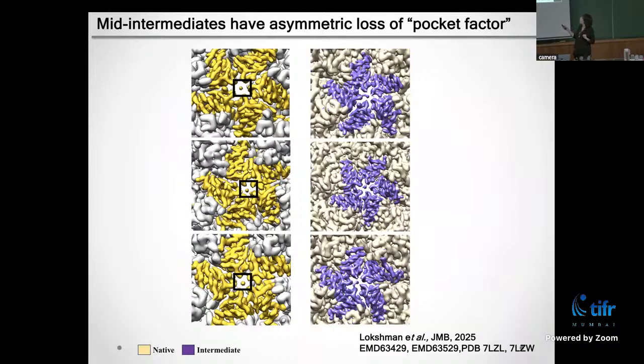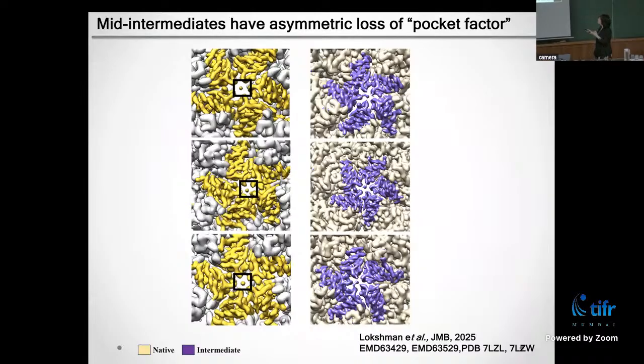So the 5-folds contain a density called the pocket factor. This is there in a number of non-enveloped viruses. Nobody knows what the pocket factor is. It's just right there, and nobody has been able to identify it from the density, but it's right there at the 5-fold axis of symmetry.